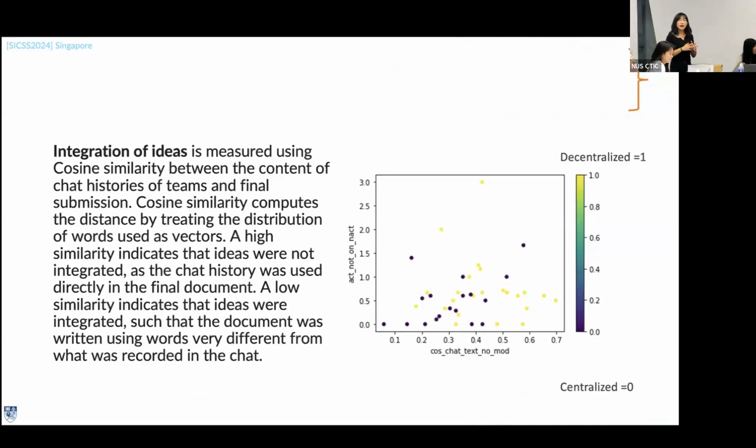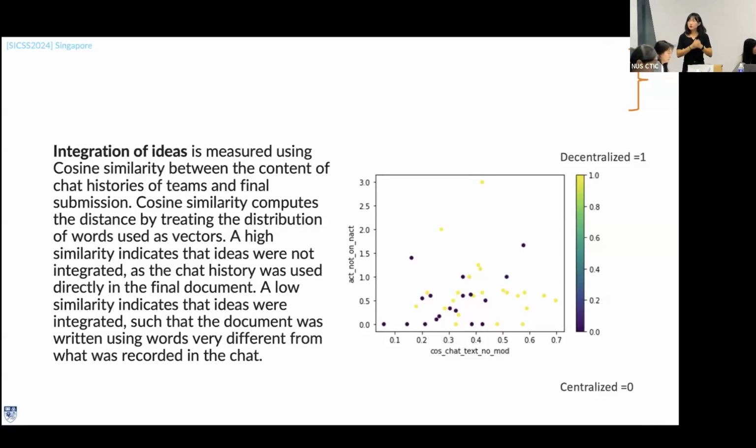So this is something where, yes, I can ask human raters to observe the chat and say to what extent ideas are integrated. But this is a very quantifiable way for us to observe it in a more, quote unquote, objective way.